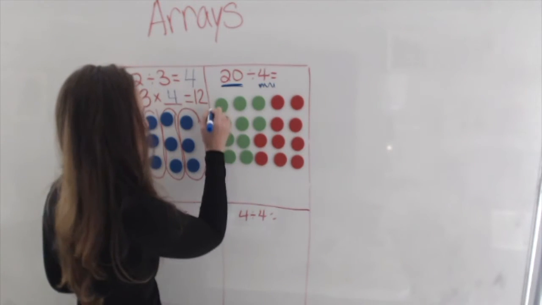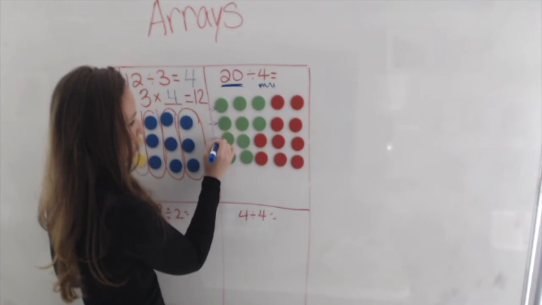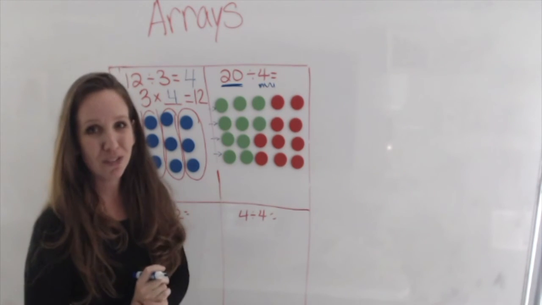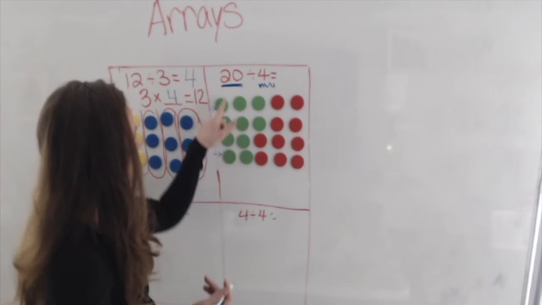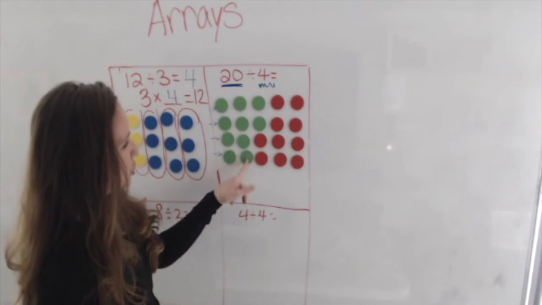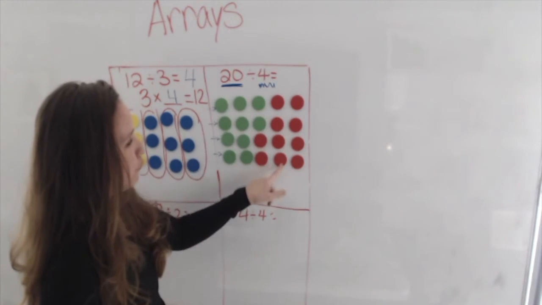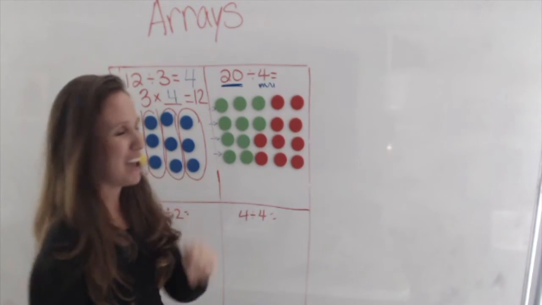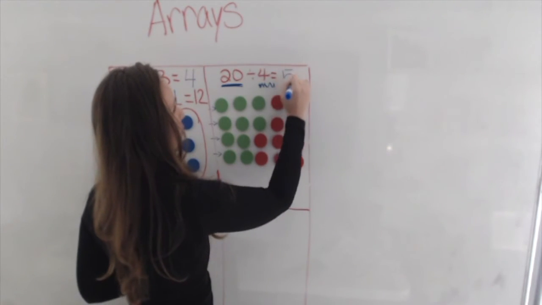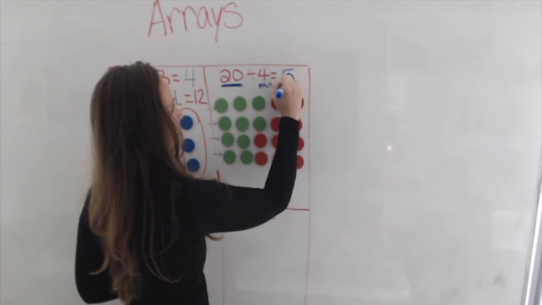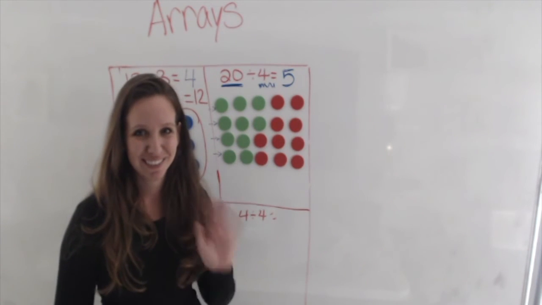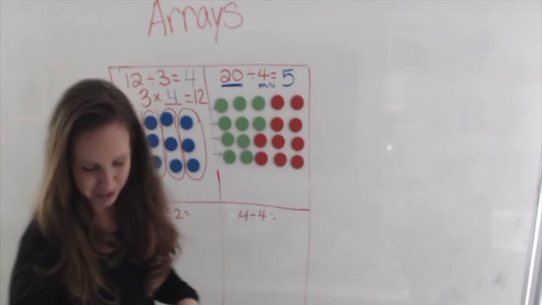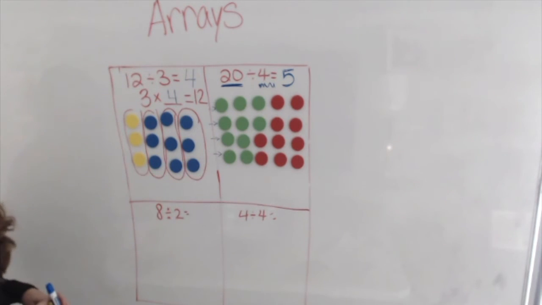So if I had 1, 2, 3, 4 rows, how many columns did I have? 1, 2, 3, 4, 5. I had 5 columns. So 20 divided by 4 is 5. Let's go to the next one.